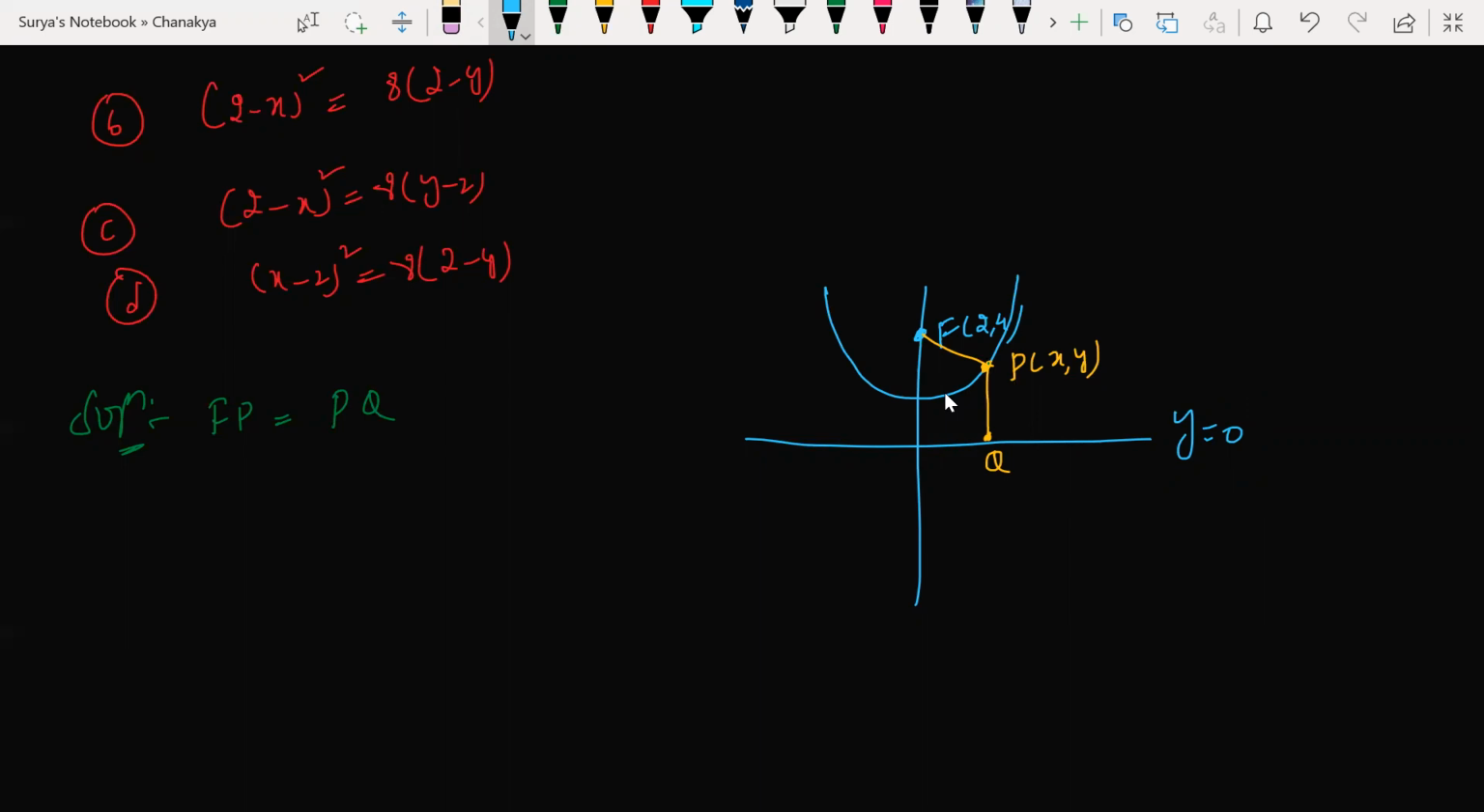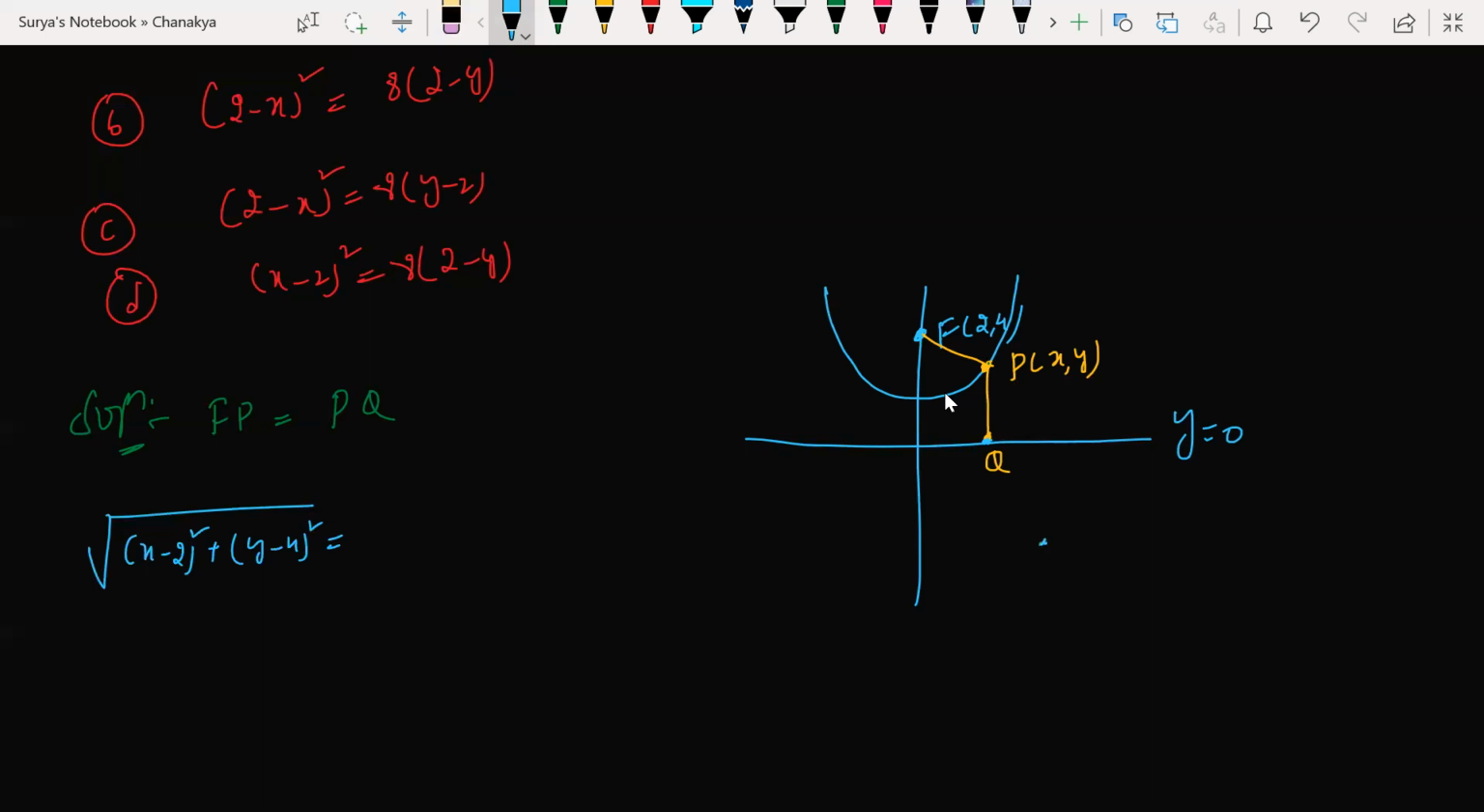What is the formula? Perpendicular distance from a point to the line. And FP, if you don't understand, what is FP here? FP is the distance formula: x2 minus x1 whole square plus y2 minus y1 whole square. So PQ, what is PQ here? P is a point, Q is a point on the line. Which line? Simply it would be the perpendicular distance from a point.